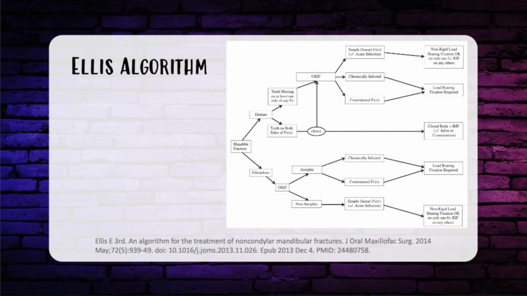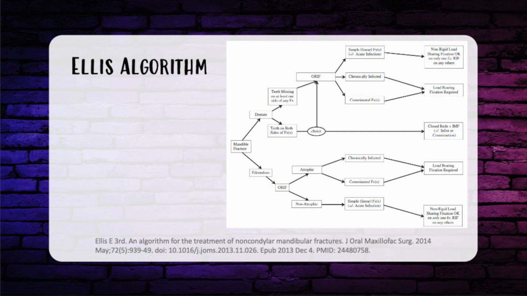So then the next question becomes, after you've decided that they're edentulous, they have an atrophic mandible, and we're just going to do an ORIF, are they going to get a load bearing or load sharing plate? The only patient that can get a load sharing plate in this situation is that very, very rare edentulous patient that doesn't have an atrophic mandible and they have a simple favorable fracture.